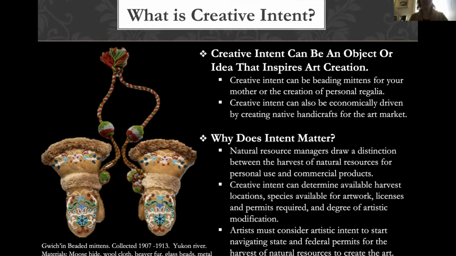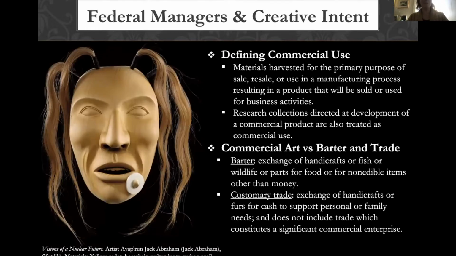So the creative intent can also determine available harvest locations, species that are available for your artwork, licenses and permits that are going to be required, and even the degree of artistic modification required to create the artwork itself. So it's kind of interesting: creative intent is your first step towards regulatory permit theory for Native arts. It determines so much of regulations, permitting, species, licensing, and defining commercial use.